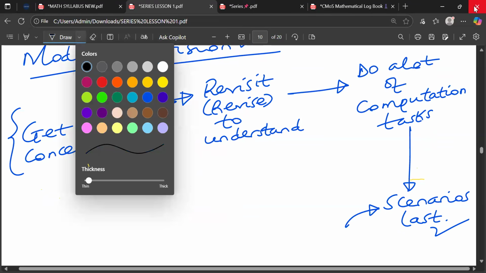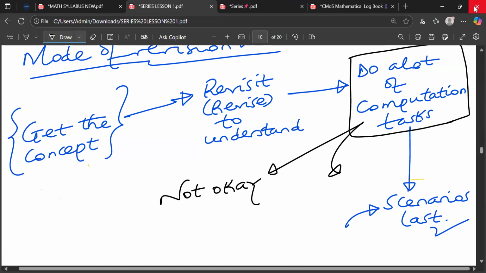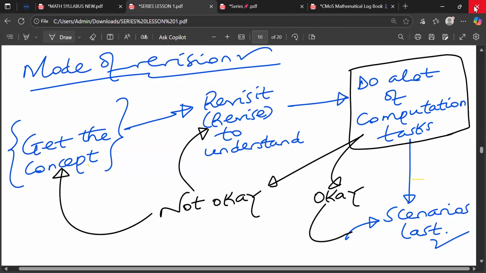So this is one thing I ask. If the computation tasks are not okay, you either go back and re-get the concept from scratch, or you revisit the concept. But if they are okay, you can now proceed to the what? To the scenarios. That should be the mode of revision as a student. You should even take a screenshot of that and share it with your friends.